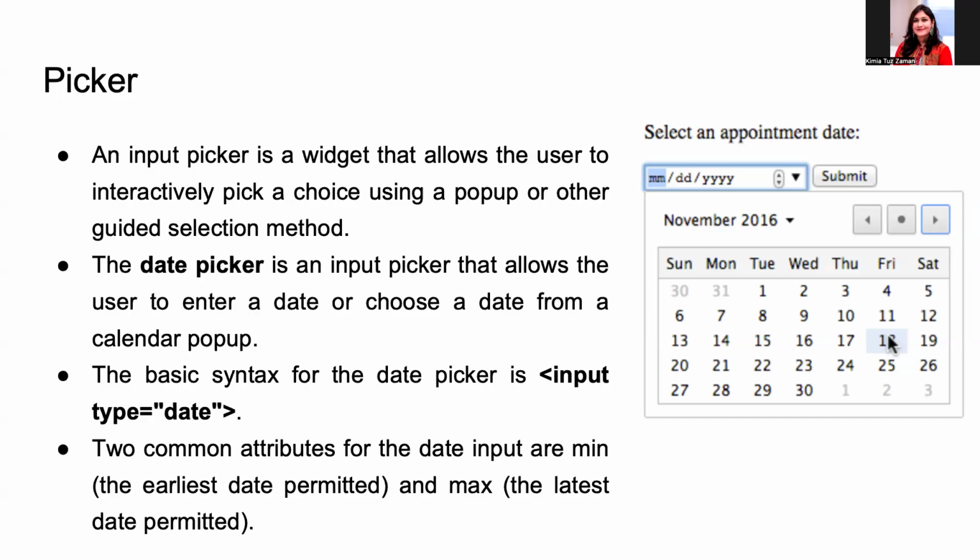The syntax for creating a date picker is very straightforward. We use the input type equal to date element. Additionally, we can set boundaries by using attributes like min to define the earliest date allowed and max to define the latest date permitted. This ensures that the users can only select valid dates within the range we specify.